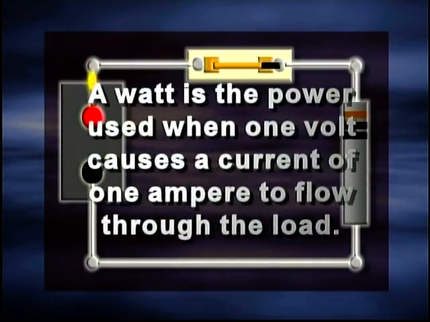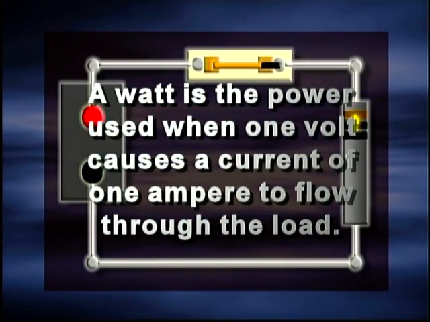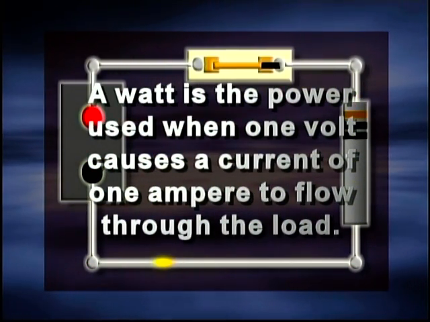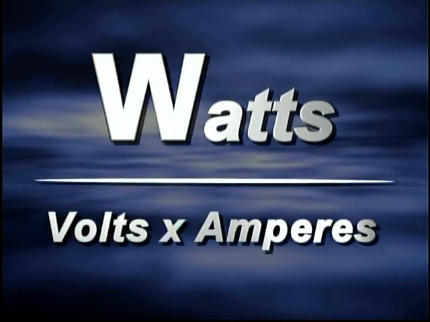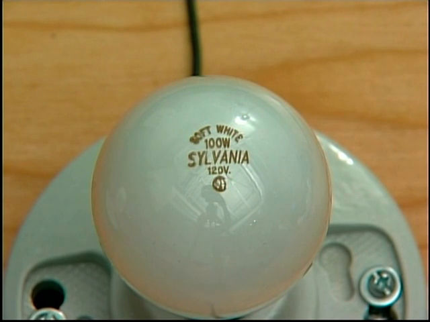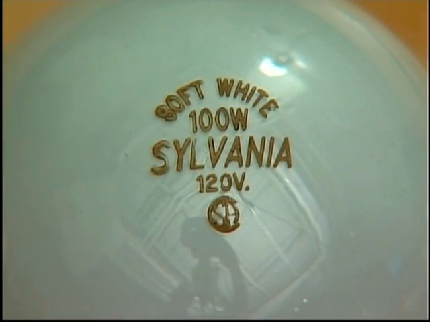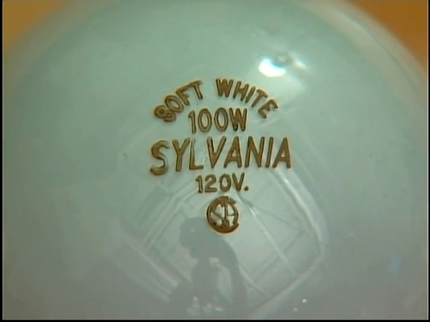A watt is the power used when 1 volt causes a current of 1 ampere to flow through the load. The symbol W for watts is equal to volts times amperes. Most equipment has a power and a voltage rating. This 100-watt lamp is rated at 120 volts.